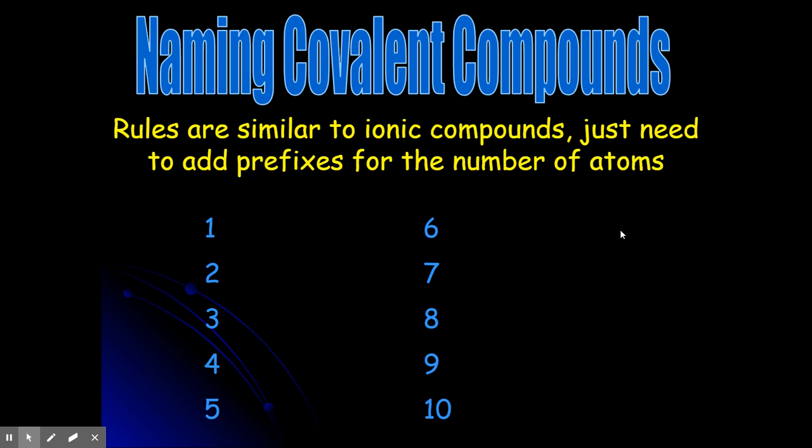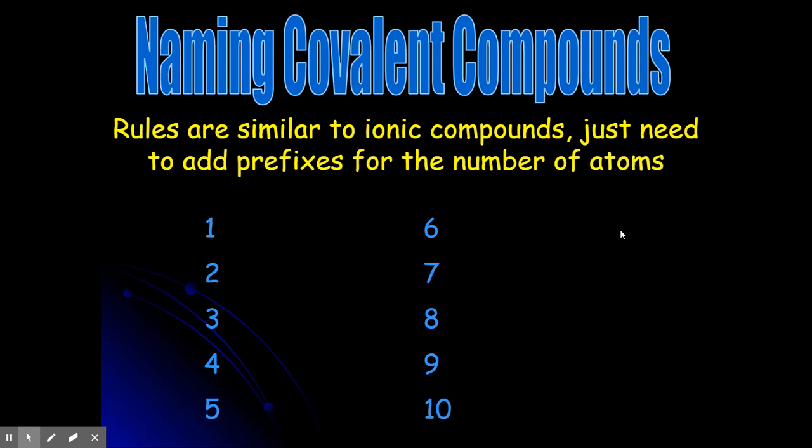These are very specific for covalent compounds. Some of them you will recognize, some of them you might not recognize. But remember, prefixes are words that you stick in front of other words to represent the number of them. So like a tricycle is a cycle with 3 wheels. So tri is a prefix.